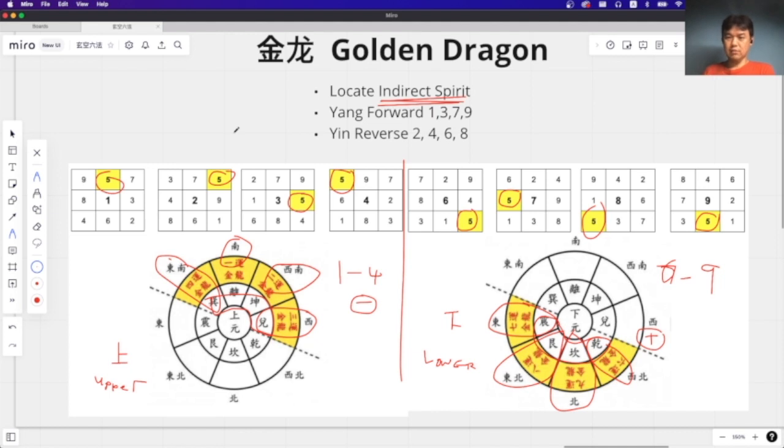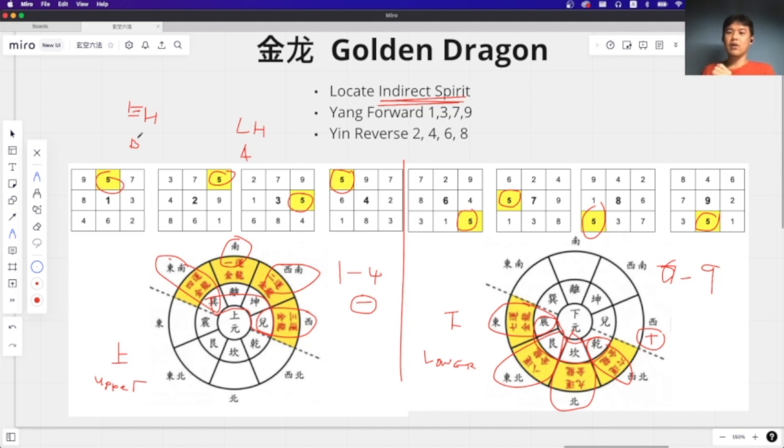So this is based on the concept of, if I'm not mistaken, we talked about this during the 2-cycle 8-period video. Which basically means that we use the Early Heaven Gua and the Later Heaven numbering. So what does this mean? Early Heaven Gua means this is the basis or the fundamental. Later Heaven Gua is the application or the usage.